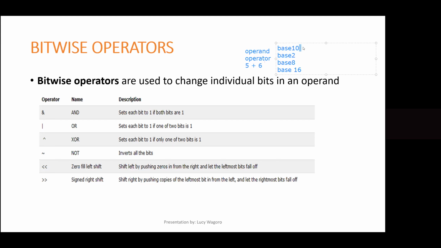Base 10 is what we are familiar with. This is a numbering system that contains 10 unique symbols. So we are talking of numbers from 0, 1, 2, 3, 4, 5, 6, up to 9. And that means that there is no other unique symbol that you can use. If you are counting from number 0 to number 9, then the next number you will go to is number 10.